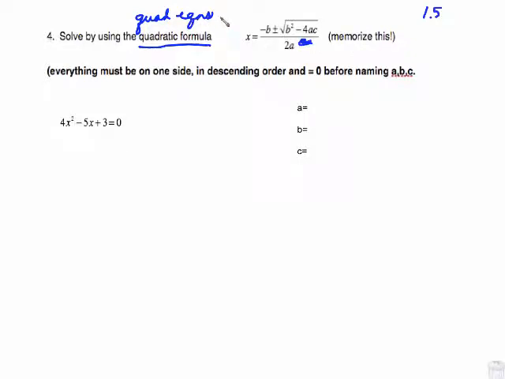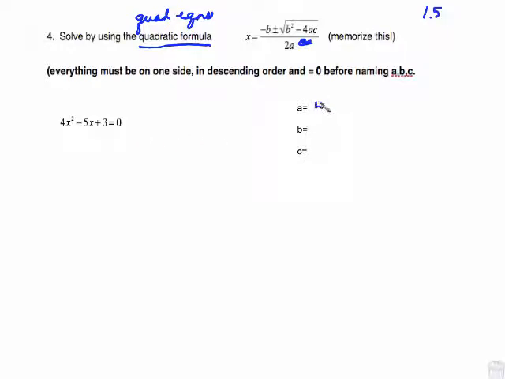If you watched the first video on this section, I told you that not everything factors. Everything can be solved with the quadratic formula. Now, to do that, everything must be on one side in descending order and equal to 0 before you name a, b, and c. So I would suggest you write out the formula. Write out the equation. It's already equal to 0. So we can go straight to naming a, b, and c.